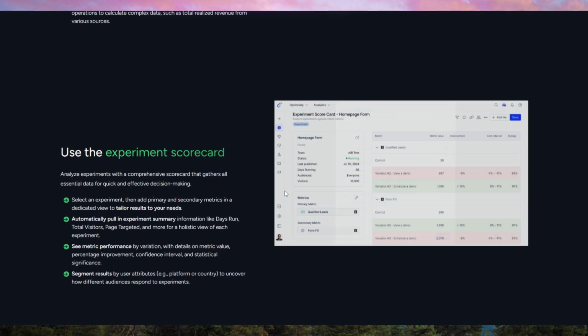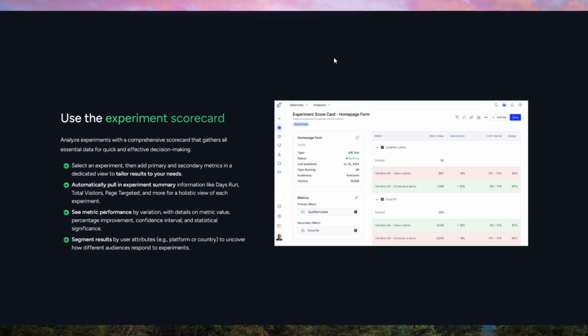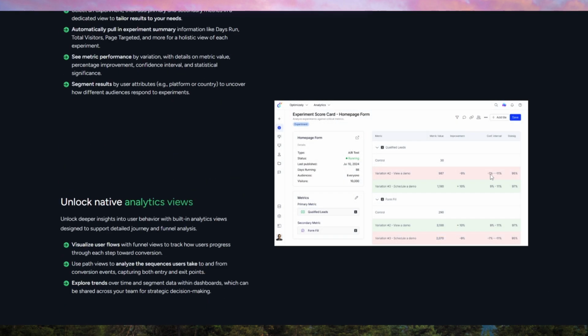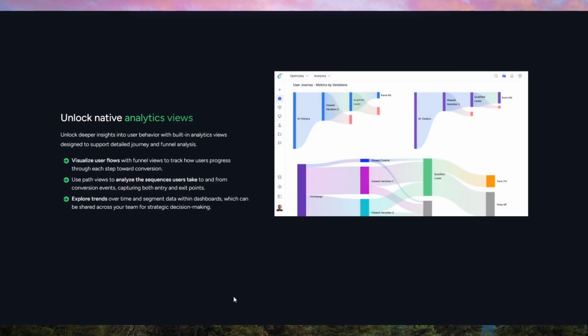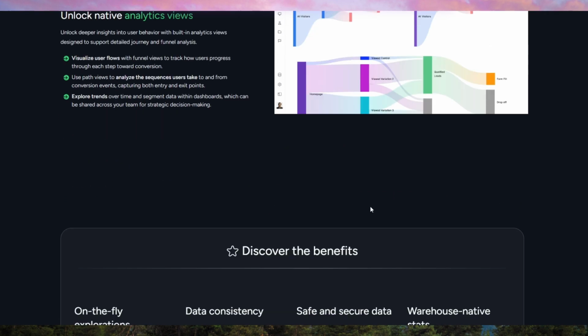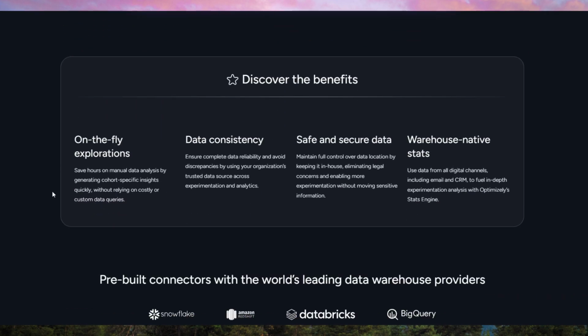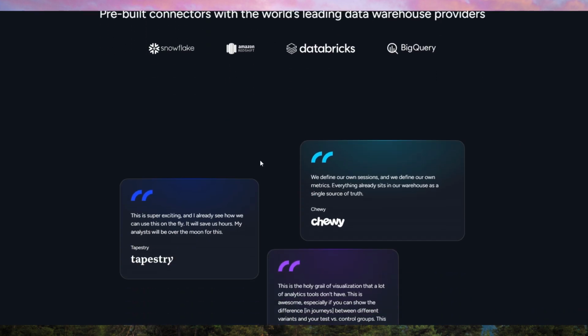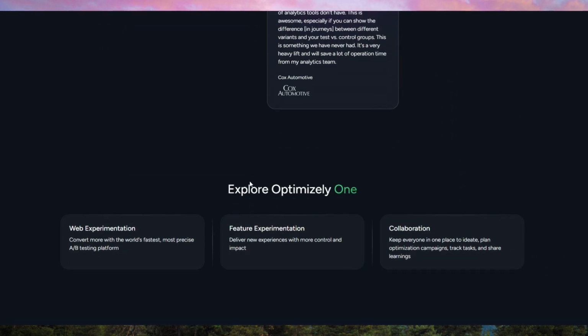In conclusion, Optimizely is not for everyone. It's ideal if you're serious about experimentation and have the budget to invest in a premium platform. For small-scale needs, consider simpler alternatives. But if you want a comprehensive, reliable tool that grows with your business, Optimizely is one of the best choices in the market.